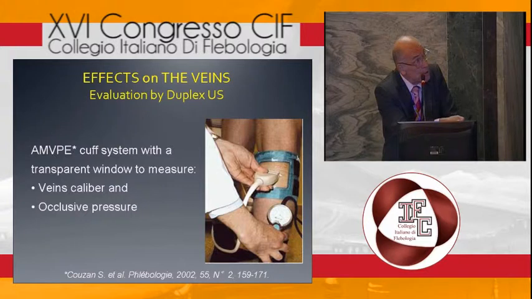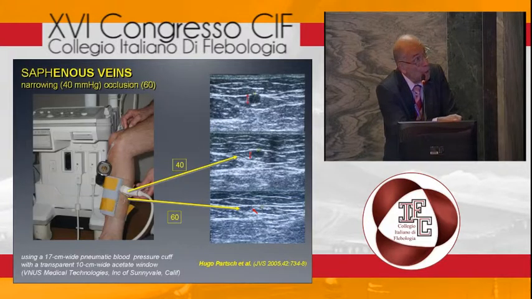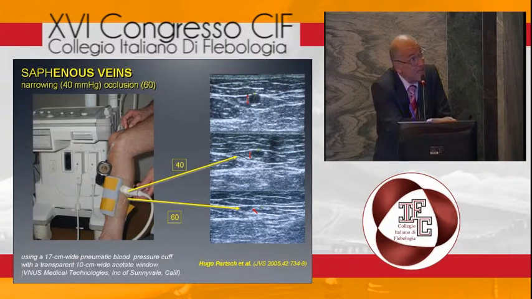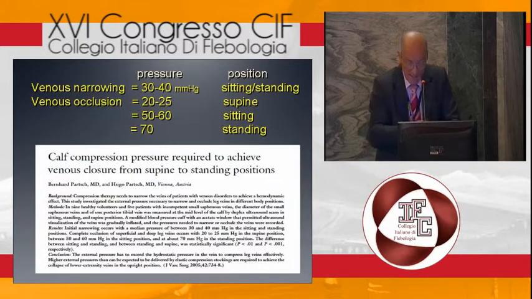And in a nice paper, Hugo showed very nicely that you see here the saphenous vein in the compartment. You see that with the cuff, to obtain a flattening effect of the saphenous vein, you should apply 40, but if you want to completely squeeze the vein and make it disappear, you need 60, that is in sitting position in the superficial vein.